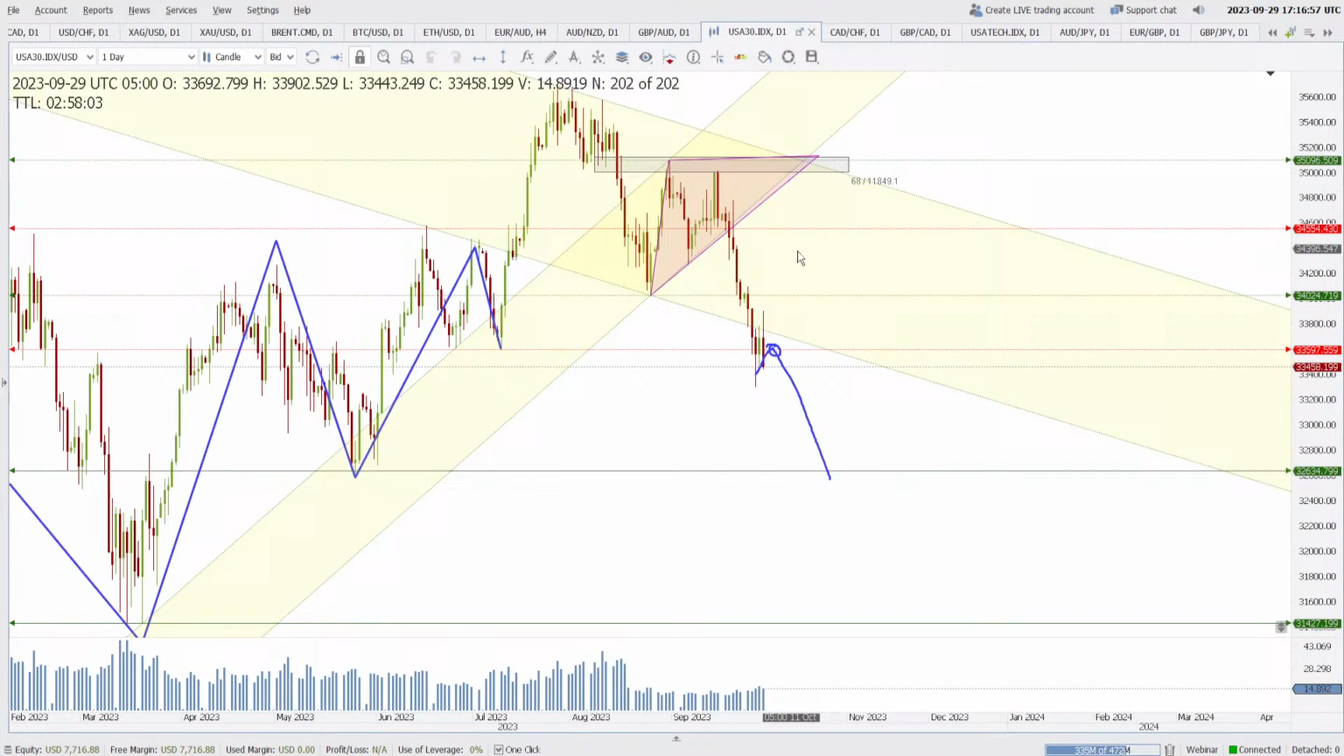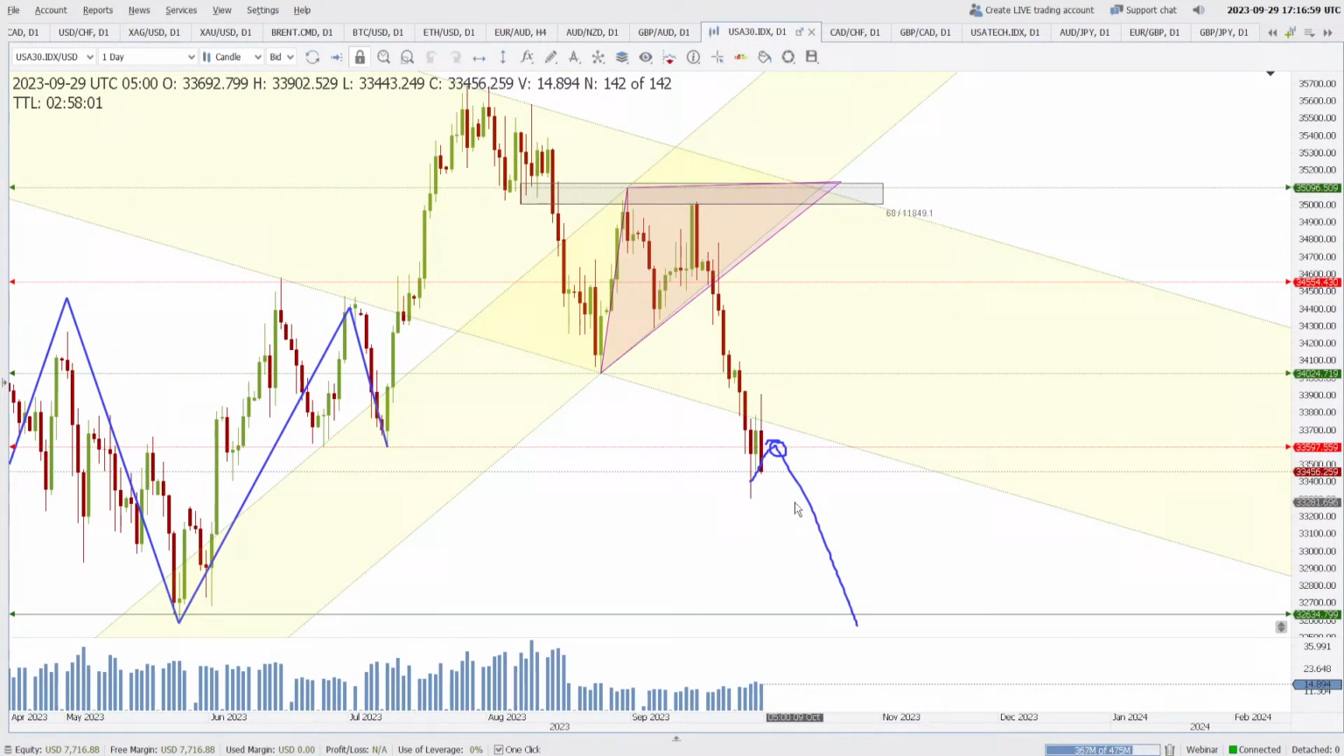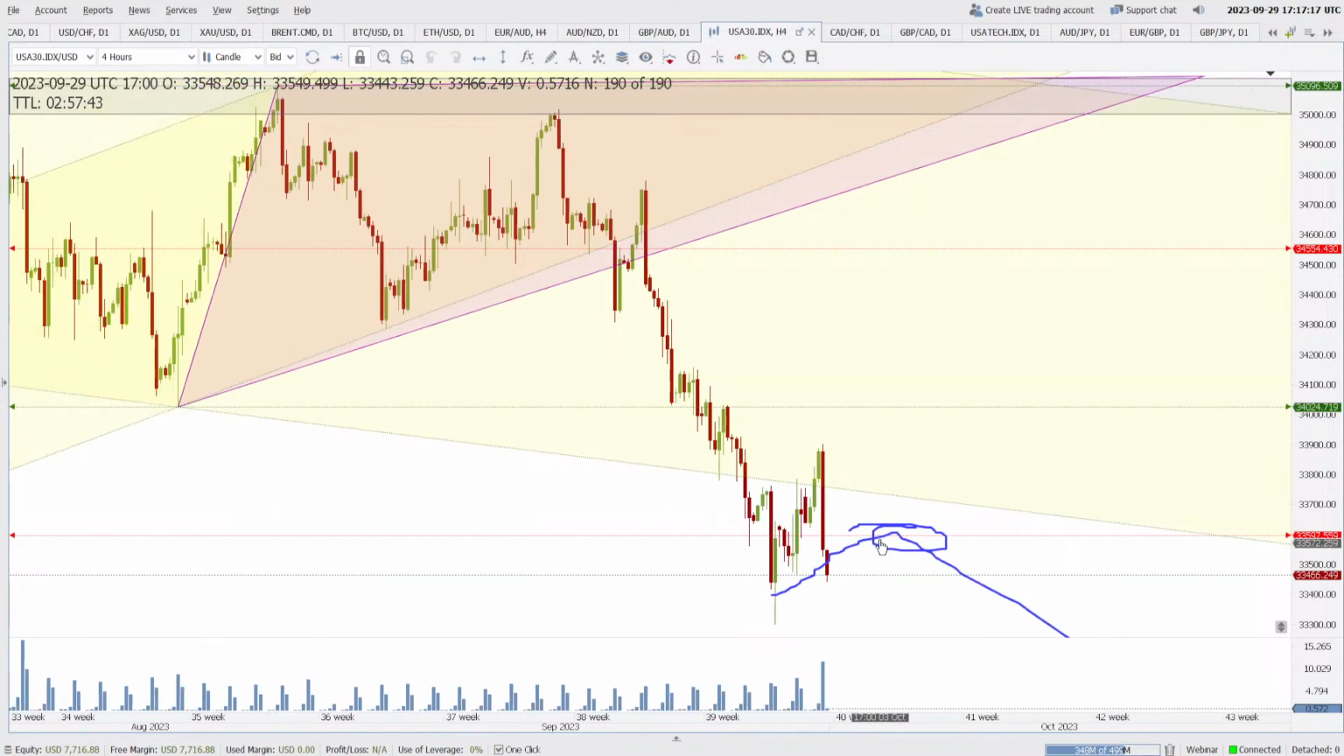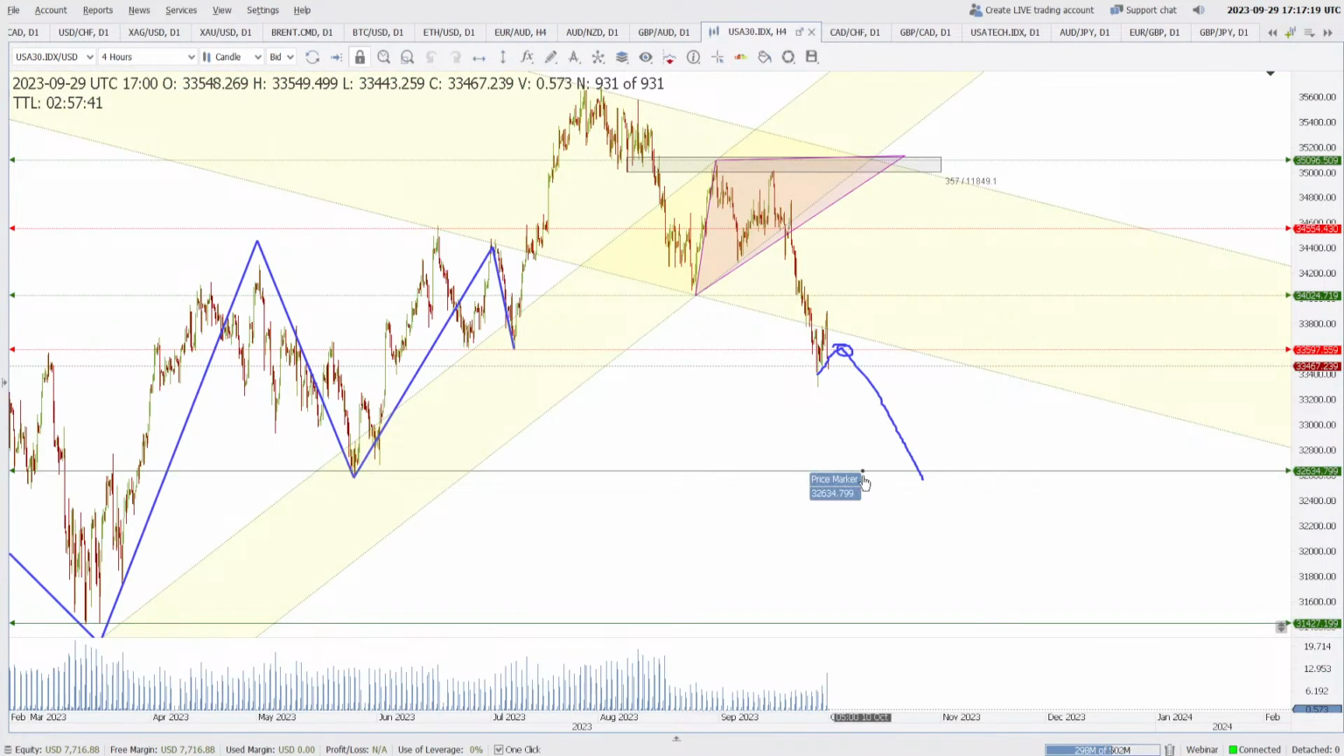US 30, there is finally some movement to the downside. Any close below 33597 today will open the way for 32634. This is a very sharp sell-off initiated here. Look at this, only in the last 4 hours it has started. Okay, but yes, now resistance will be 33597. The support is very far, around 32634.